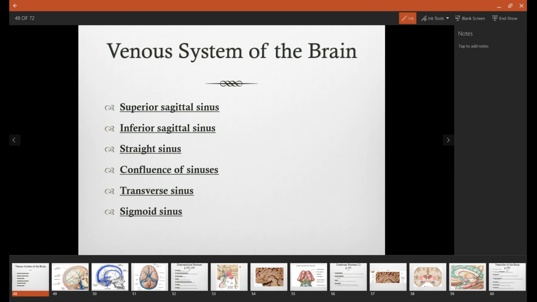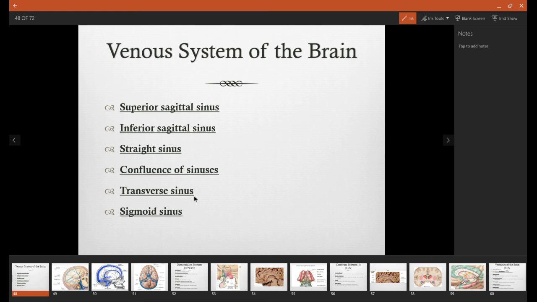Now, that term confluence is a geographical term for when lots of rivers come to a single spot. Now, coming off the confluence of sinuses, just moving in the transverse direction is the transverse sinus. And if you'll recall, we learned a structure in the skull called the transverse sulcus. So this vein is going to be sitting in that groove.